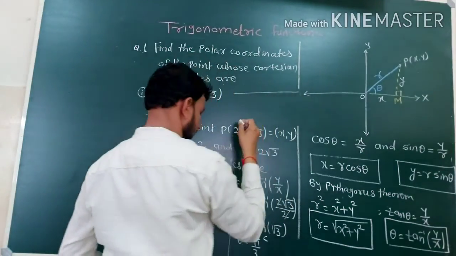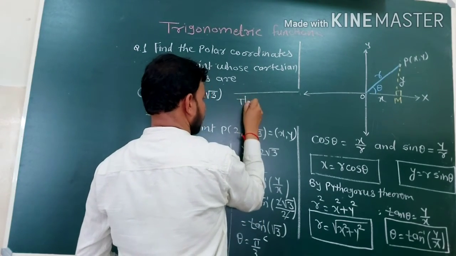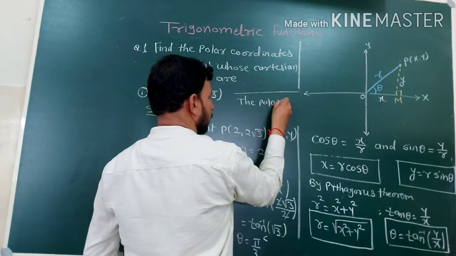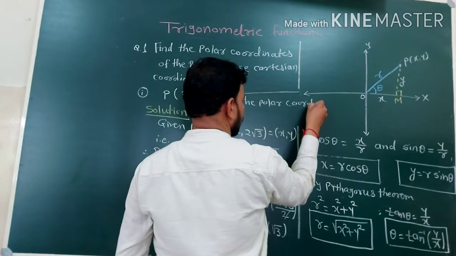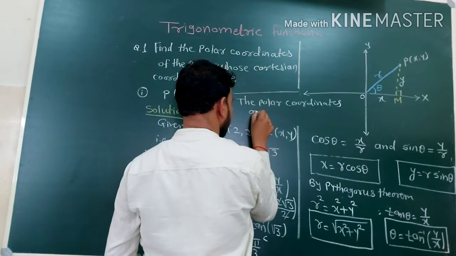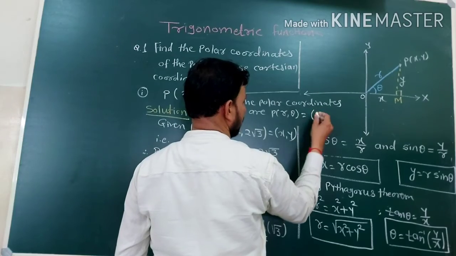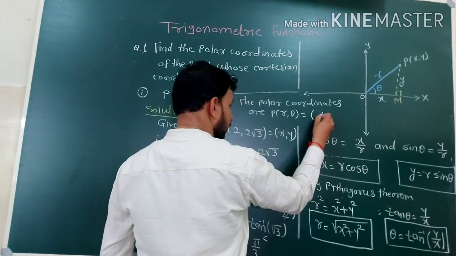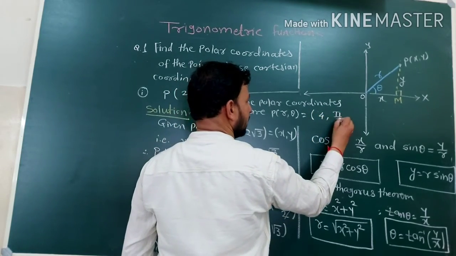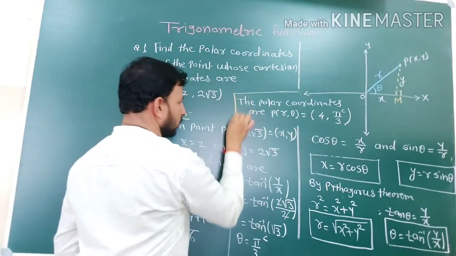The final conclusion. The polar coordinates are P of r, theta is equal to the r value is 4 and the theta value is pi by 3 radian. This is the answer for the given problem.